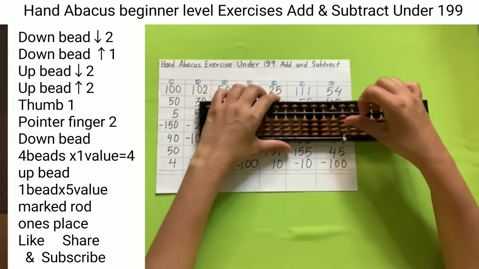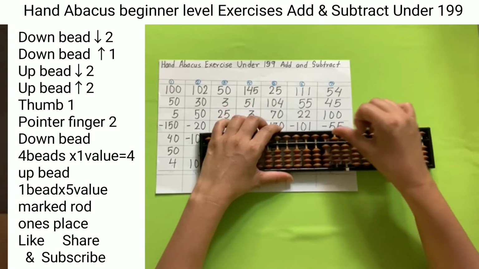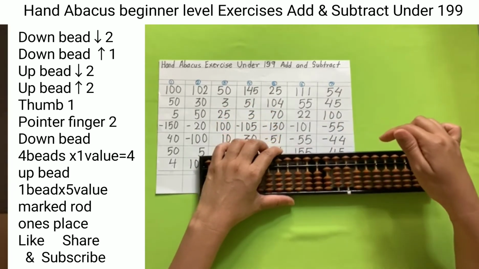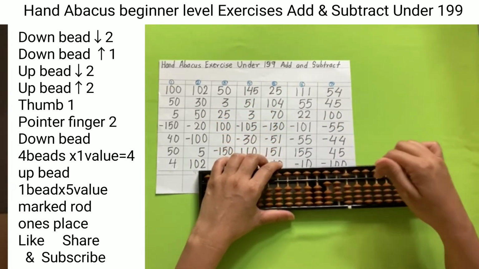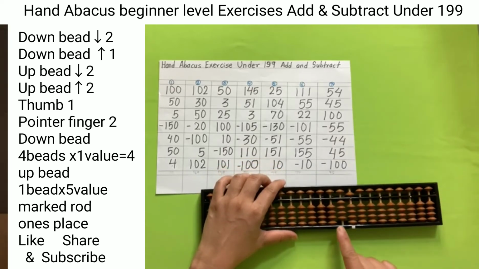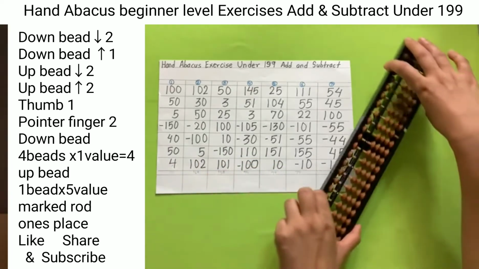Last number, 54, 45, 100, reduce 55, reduce 44, add 45, reduce 100. Your answer is 45.